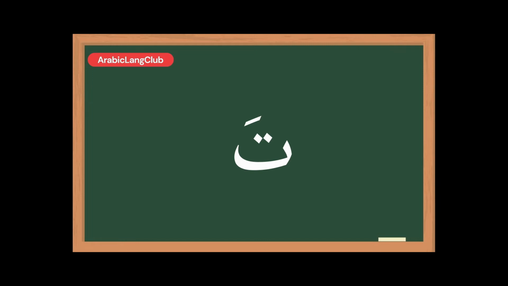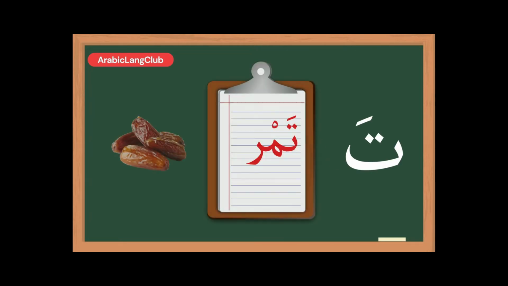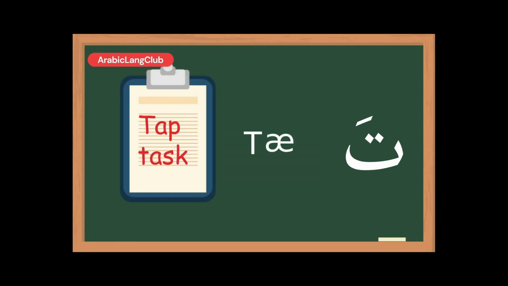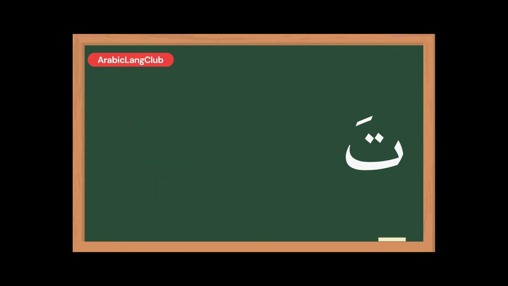Ta. Like in the word tamr. Tamr. The sound is like letter T in the word tab. To write it down just like ba. From the right side, pull down to the left side, and then put two dots at the top. Let's move on to the next letter.